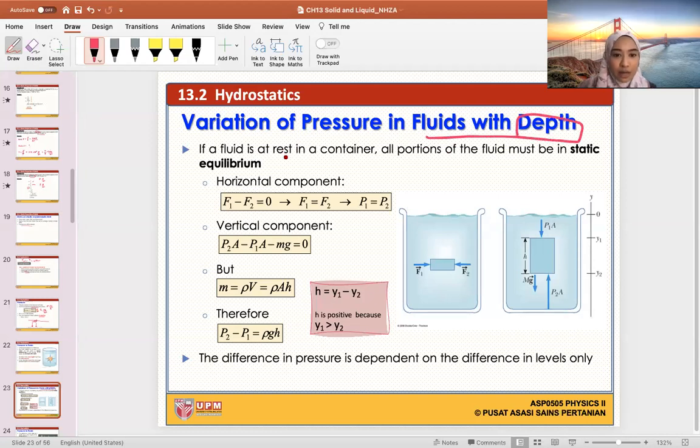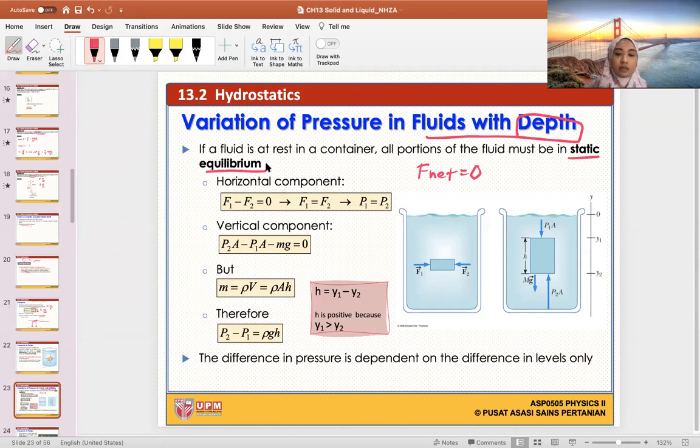If a fluid is at rest in a container, all portions of the fluid must be in static equilibrium. Kita dengar term ni in previous semester. Static equilibrium means F net equals 0 or net torque equals 0. Tapi kat sini kita cakap pasal force je. So static equilibrium means net force is 0. Is it to the right? Is it to the left? Is it up or down? Tak kisah. All directions must be 0. Okay, let's see how that is. So keyword here is static equilibrium.